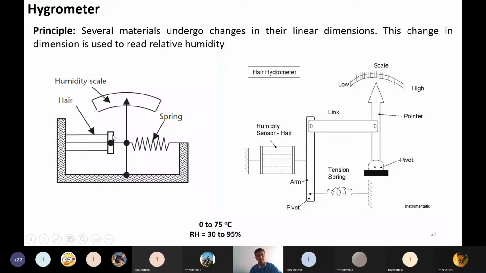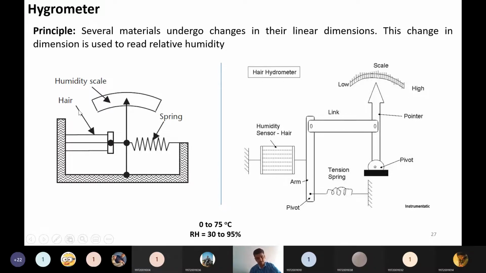Therefore, whenever there is expansion or contraction of this hair material, that change in the deflection of the hair sensor will produce some tension in the spring. That tension will be gauged by this pointer, which is connected to the link, and this pointer will be rotating onto the calibrated scale, whose scale will be between 30 to 95%.